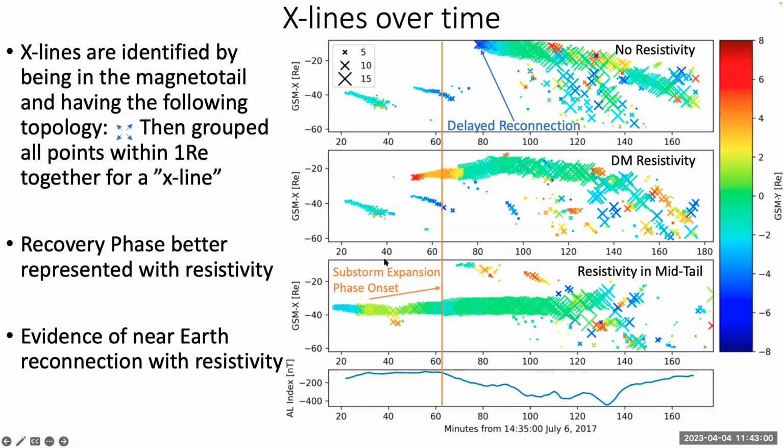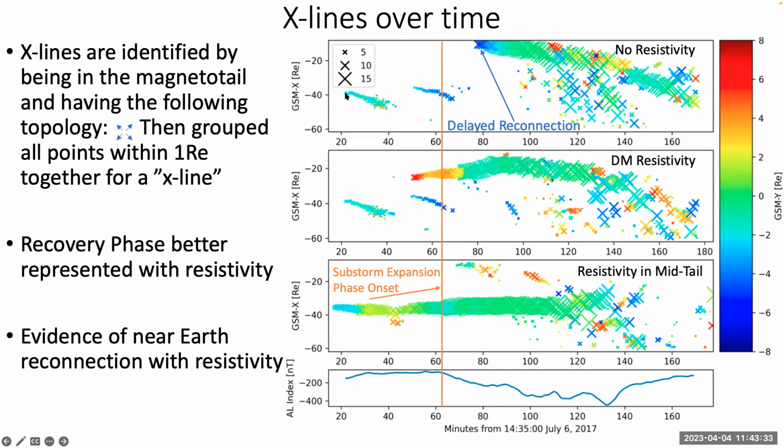Then I've plotted the X lines. The X-axis here is time. The Y-axis is X GSM, so how far in the tail it is. It's colored according to its location in the dawn-dusk direction. And finally, the size correlates to how long the X line is in the dawn-dusk direction. So what you see is, for each simulation initially, which is to say before the substorm onset begins, which happens at this orange line, you get some small X lines far in the tail.